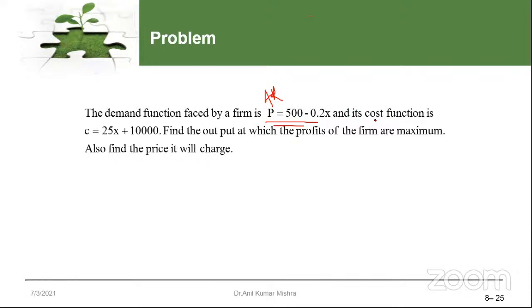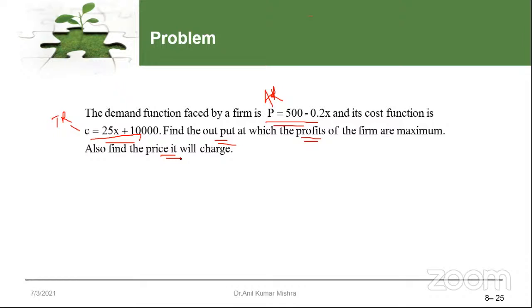The cost function is given as 25x plus 10,000. And this is called the total cost. Total cost is given to you as 25x plus 10,000. Find the output at which the profit will be the maximum. Okay, the firm maximizes the profit. Also find the price at which it will charge.